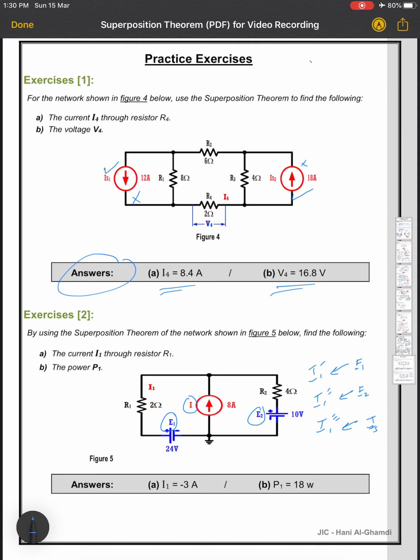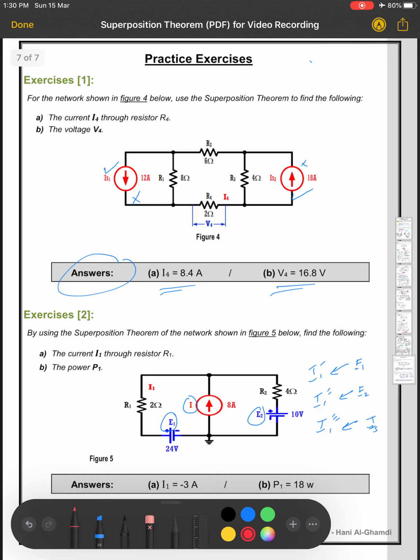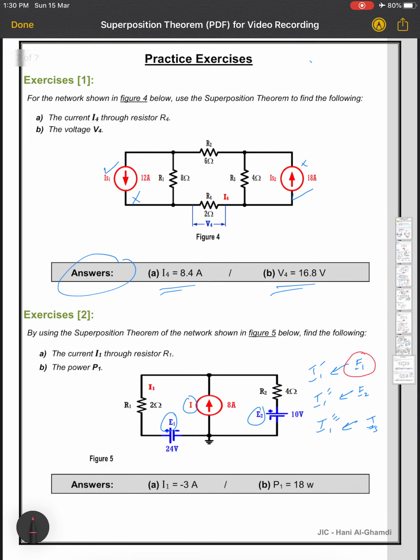After that, check the direction for each one of them. So check the direction of the current while using E1, while using E2, then while using the current source, and add them or subtract them depending on the direction of the current. So for example, if this source here and this source have the same direction, you will add, and you will subtract it with the opposite direction for the current source, or maybe this one and this one have the same direction and oppose this source. So just check it by yourself, guys, and you have the answer here. I1 should equal minus 3 ampere.